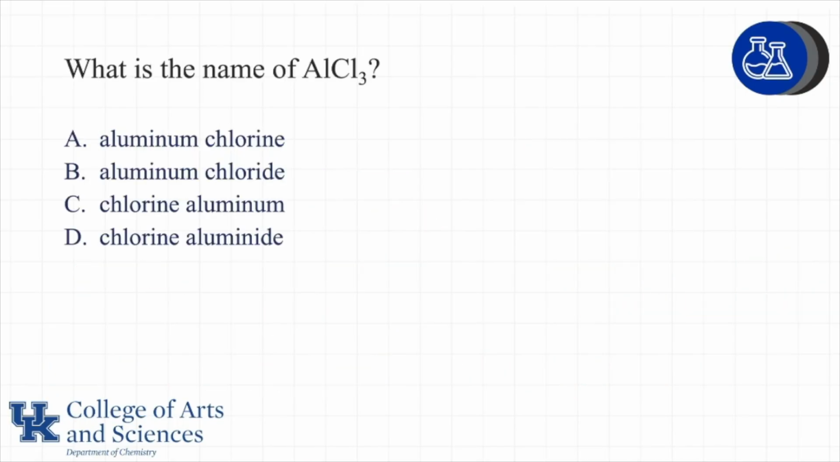What is the name of AlCl3? The cation is always named first, so we have to look for aluminum, which means we can eliminate C and D as options because they list the anion first. Then we need to look at the name for chlorine in the compound, and we see that B has changed the ending to IDE, which is our correct answer. So for monatomic ions, we always change the name of the anion to have an ending of IDE.